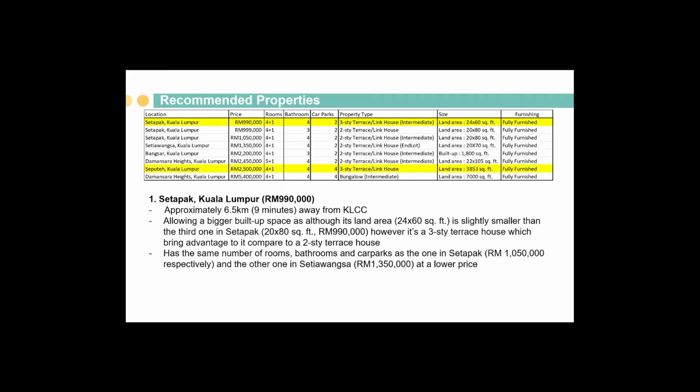In conclusion, there are 2 properties we choose for our client. The first property is in Setapak, approximately 6.5 kilometers, about 9 minutes away from KLCC. Besides that, it is a 3-story terrace house and allows a bigger build-out space, as well as can get the same number of rooms, bathrooms, and car parks as the one in Setapak and Setia Wangsa at a lower price.